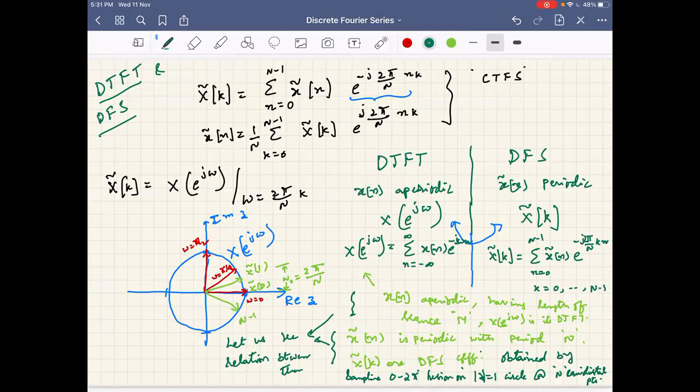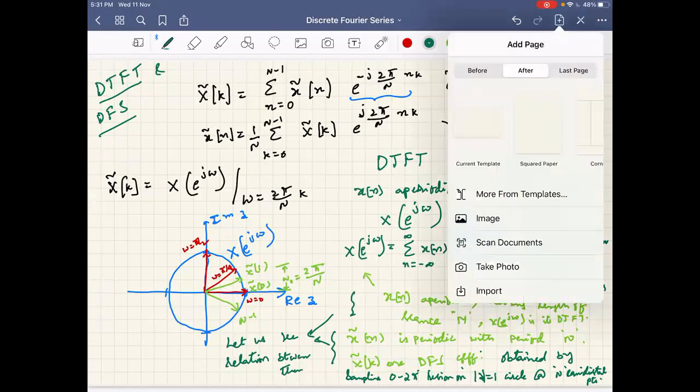Okay, but however, the number of samples with which we have got the x of e power j omega may be different, and the number of samples that are there in one period of x tilde of k may also be different, right? This capital N is the number of distinct samples in x tilde of k we have in one period. Now let us see how this can be related. This can be considered as the fundamental gap or distance between two samples in frequency domain, that is omega naught equal to 2 pi by capital N.